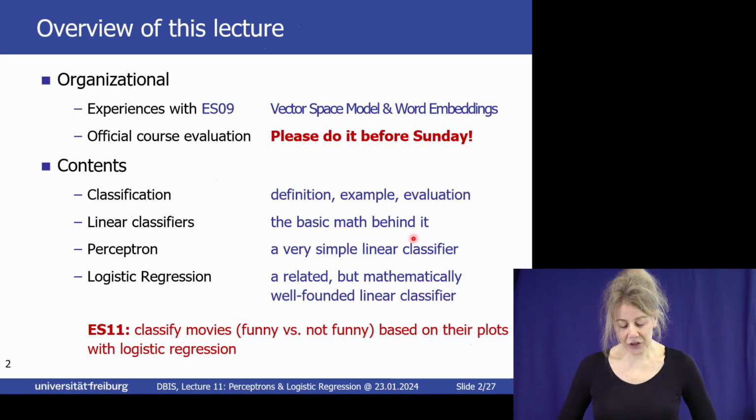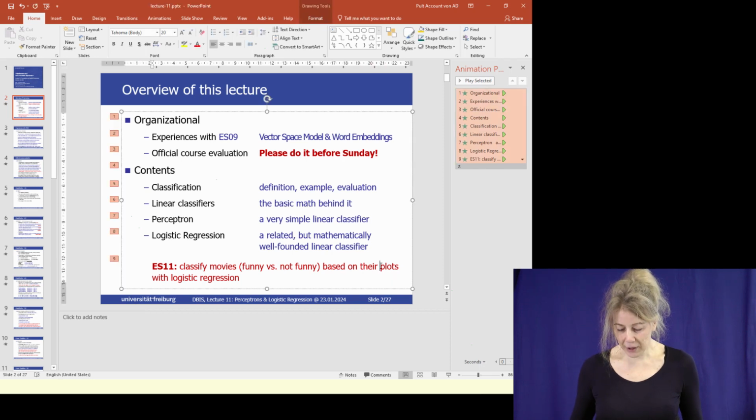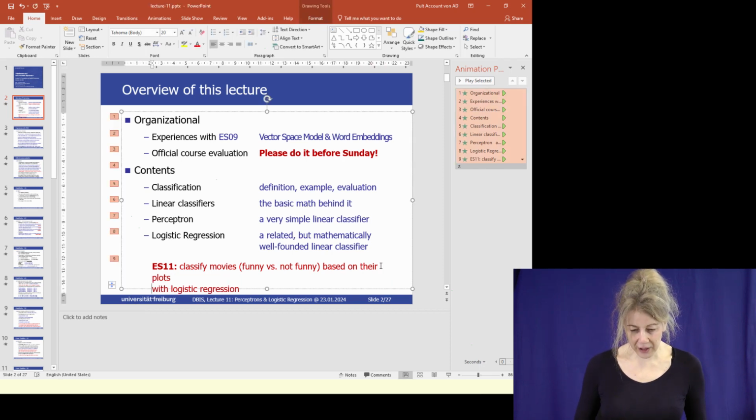And exercise sheet 11 is about classifying movies. 2 classes, funny and not funny. And you should do that based on the movie plots. And I see a rogue number here. And the new line is not correct here.